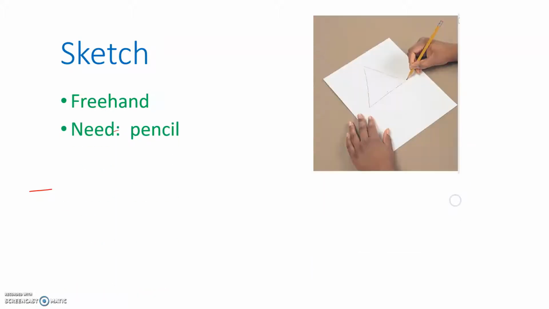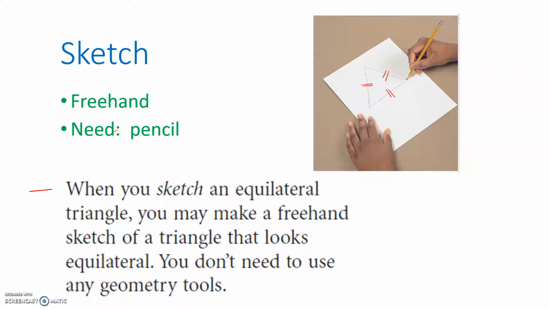The first thing we have to deal with are some directions that the book uses. Sometimes they say sketch. When they say sketch, it's a freehand sketch, and you only need a pencil. So an example of sketching an equilateral triangle would be to draw three sides that kind of appear to be equal, and then to make sure that everybody knows they're equal, you would put tick marks on them. So nice and fast and easy, that is a sketch.